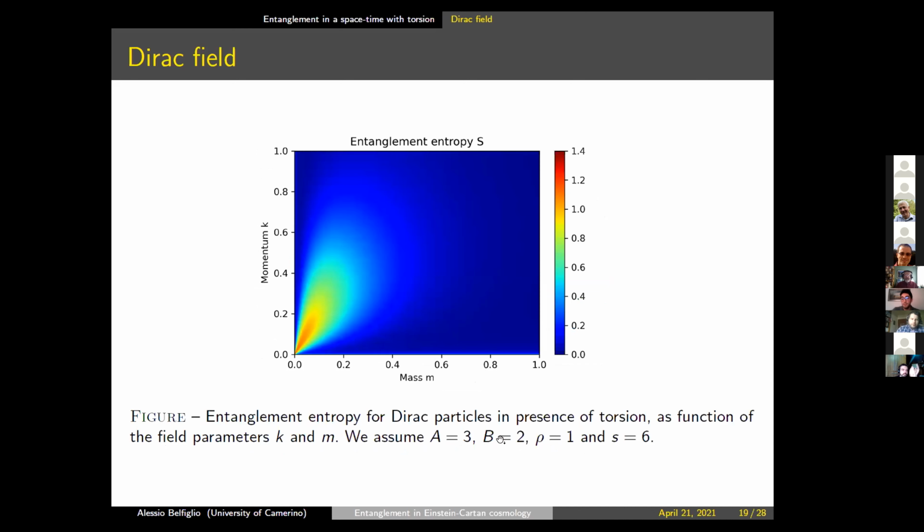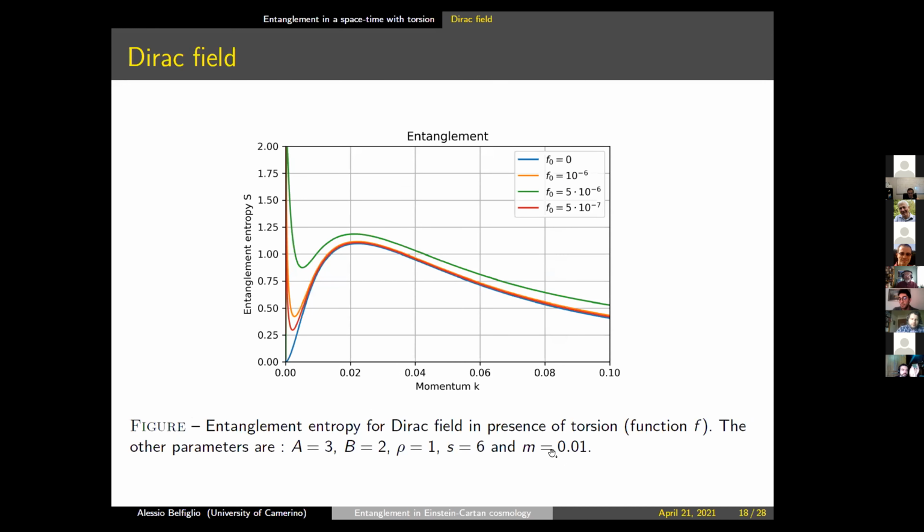Okay, this is to show that if we increase the mass of our particle, the effects of torsion become less important in some sense, because if you notice here, there is a small region that is light blue. So increasing the mass of the Dirac field, torsion has a small effect on the entanglement entropy with respect to this case in which the mass was very small, and there is an important effect of torsion for small values of the momentum.